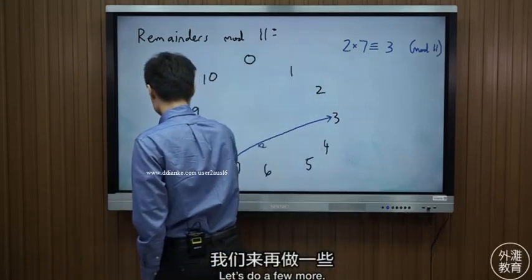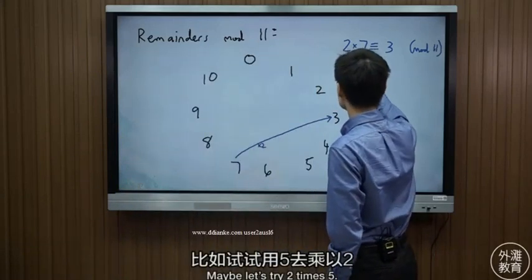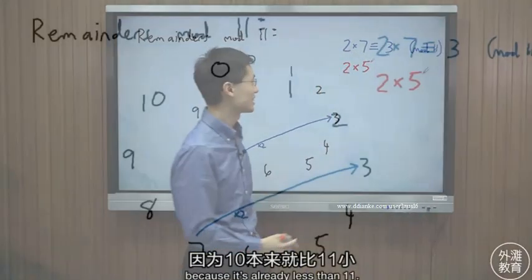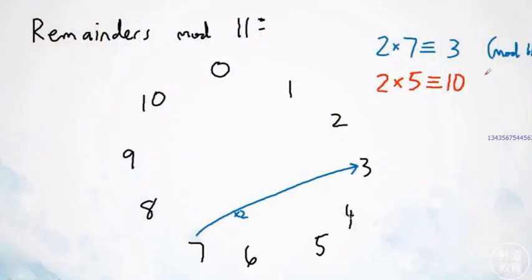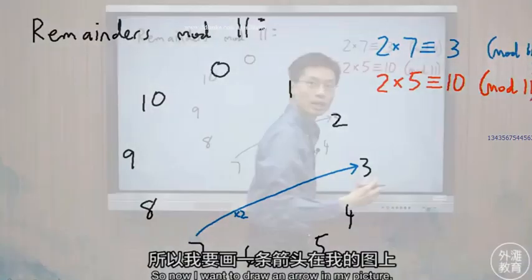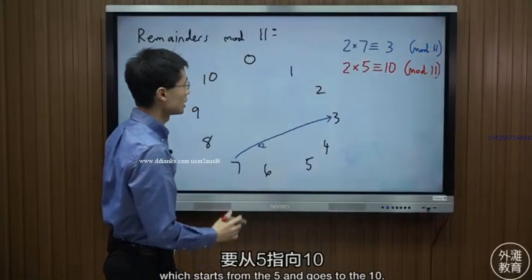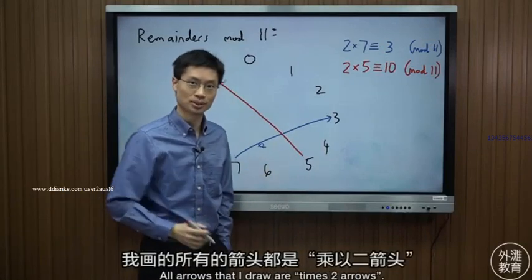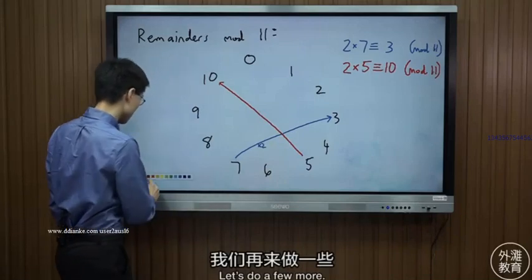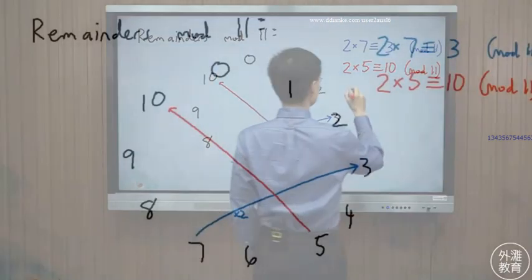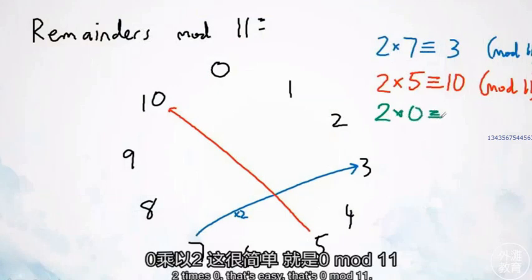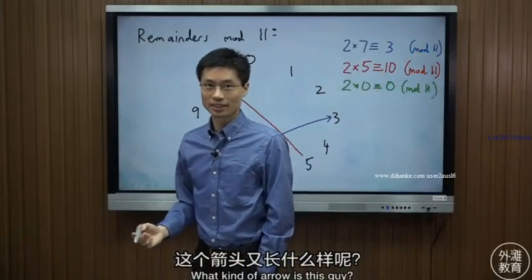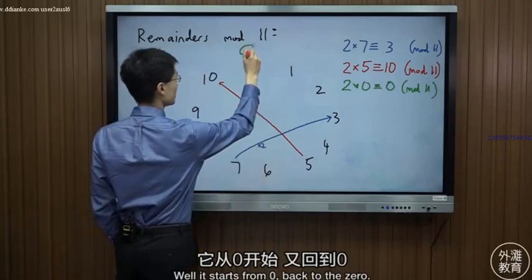Let's do a few more. Maybe let's try 2 times 5. Well, this is easy mod 11 because it's already less than 11. It's just 10. So now I want to draw an arrow in my picture, which starts from the 5 and goes to the 10. All arrows that I draw are times 2 arrows. Let's do a few more. How about 0? 2 times 0, that's easy, that's 0, mod 11. What kind of arrow is this then? Well, it starts from the 0 and it goes back to the 0.